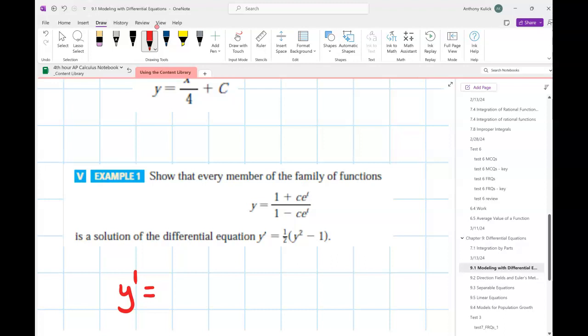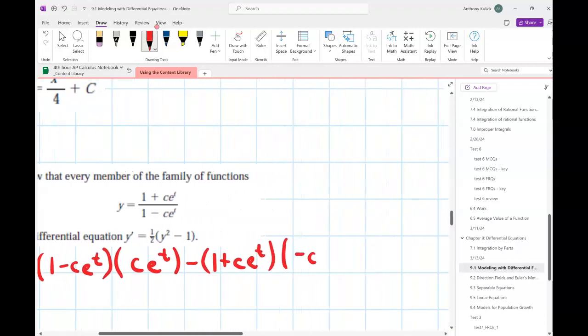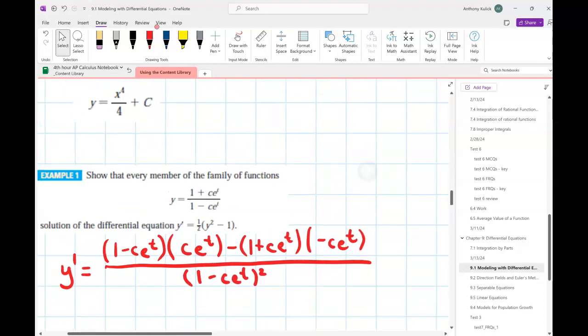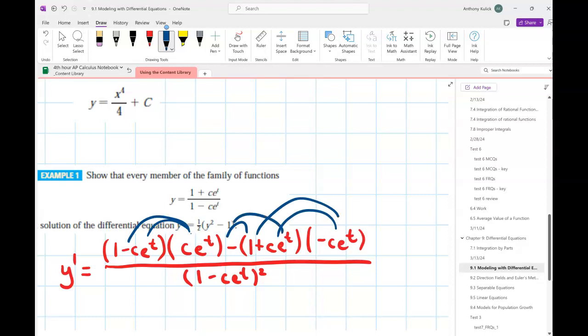Oh, it's been a long time. I know. It's derivative of the top times the bottom minus the top times the derivative of the bottom. What's the derivative of the top? c e to the t. Great. Minus the top times the derivative of the bottom, which is negative c, over the bottom squared. Good. Okay, everybody feels okay? Yes. All right. Let's try to clean this up a little bit. So we'll do some of this stuff. Everybody's okay?